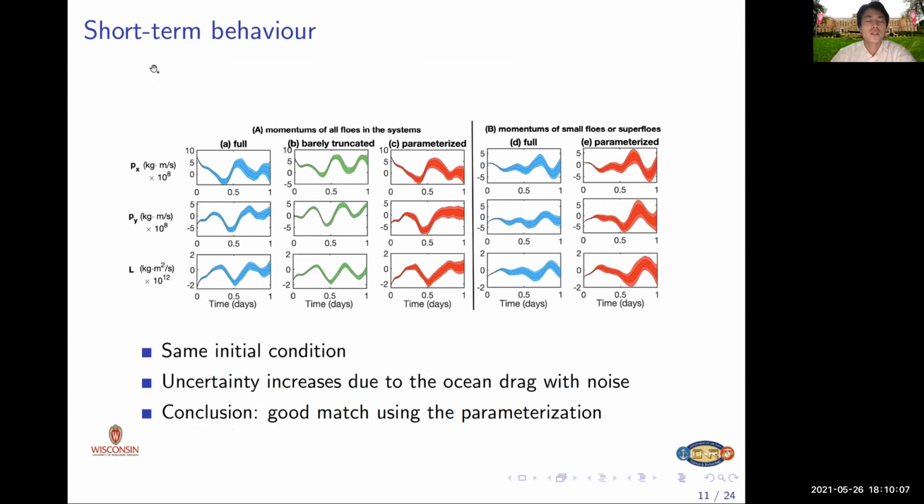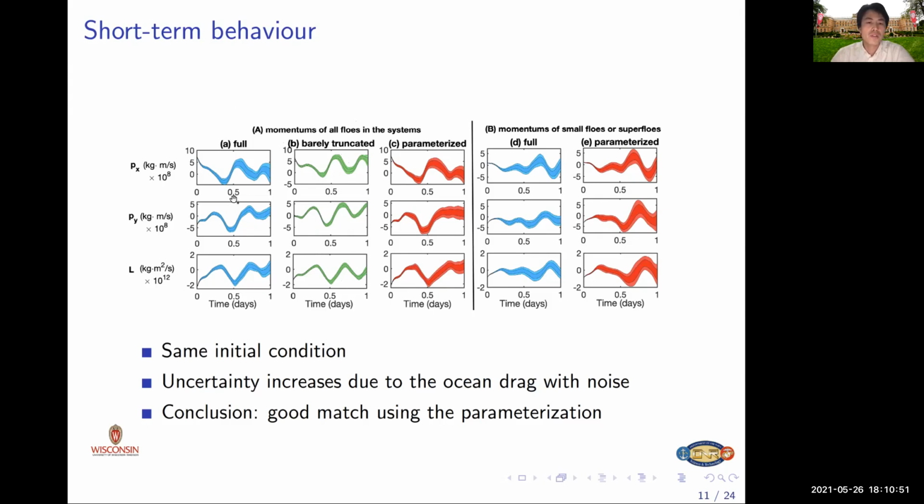On the UQ side, this slide shows the short-term behavior. What we are doing here is considering three systems. We consider a full system with 18 floes in total. These 18 floes, we assume, are six large floes and 12 small floes. In the bare truncated system, all these 12 small floes are simply removed, so we only use 6 floes to run the simulation here.